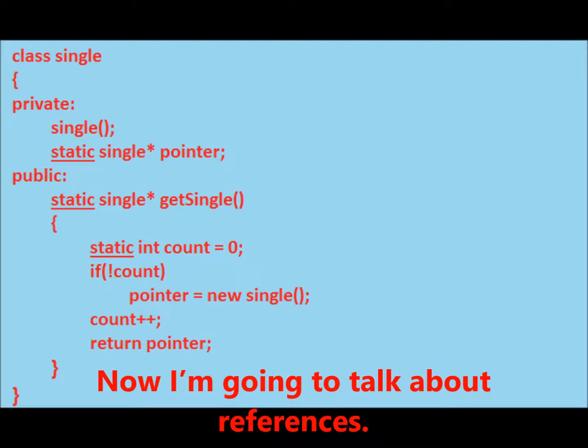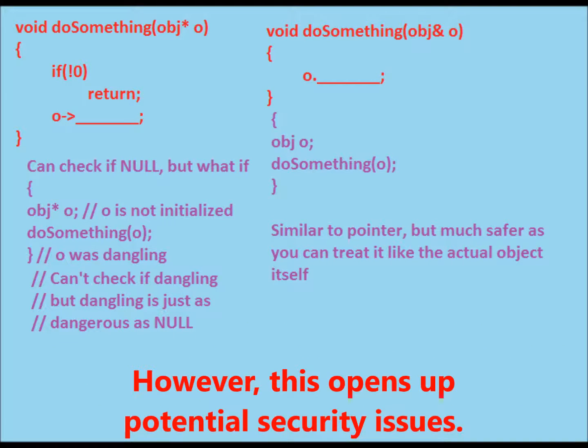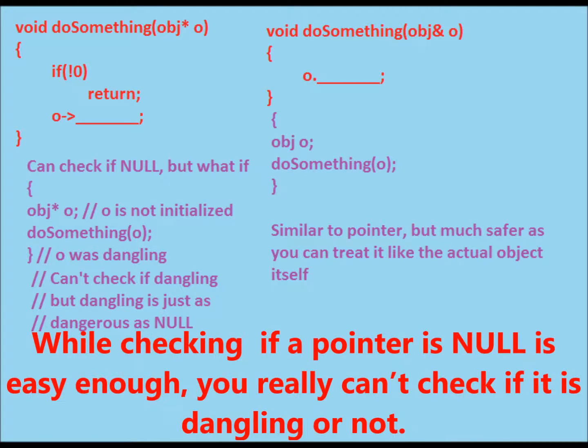Now I'm going to talk about references. Recall back in video 6 when I demonstrated the use of pointers. When you pass a pointer, you just copy the pointer into the function method, not the whole object. However, this opens up potential security issues. The pointer passed can be null or it can be dangling, meaning pointing to garbage memory you're not allowed to use. While checking if a pointer is null is easy enough, you can't really check if it's dangling or not.